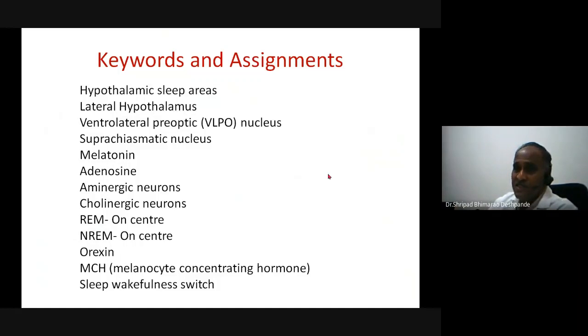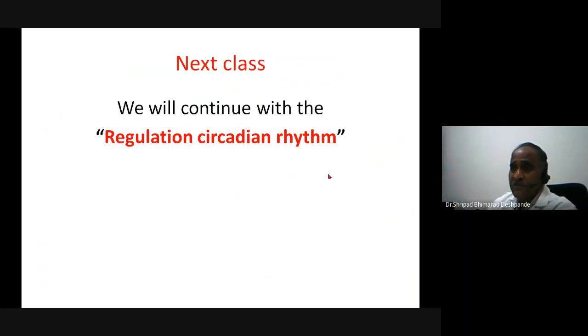Very complex topic. Okay, so in the next class I will continue with the regulation of the circadian rhythm by the hypothalamus.